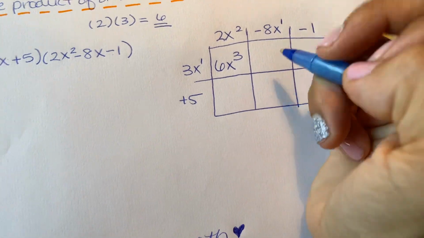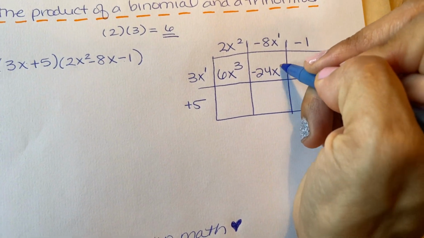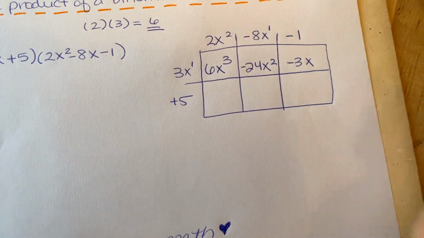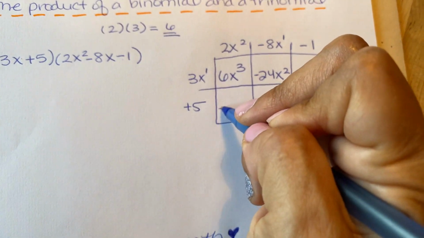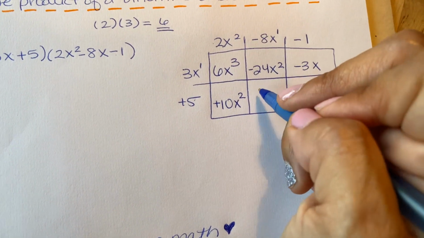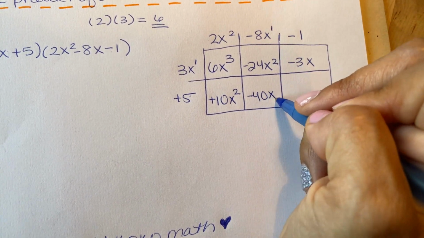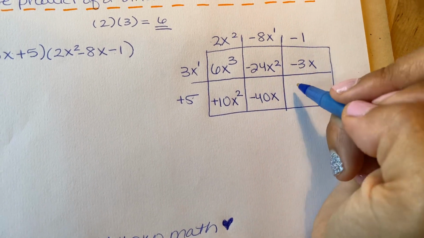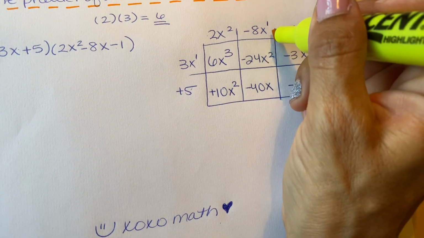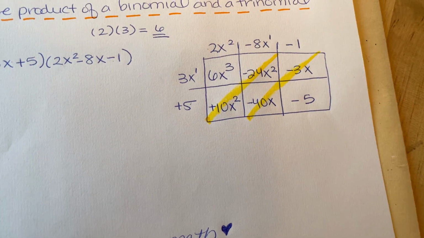Okay, next. Negative 24x squared, 1, 1, 2. Minus 3x. I'm trying to make sure I don't mess up. Plus 10x squared, right? 5 times 2, x squared. Minus 40x. Minus 5. And now again, your like terms are your diagonals.